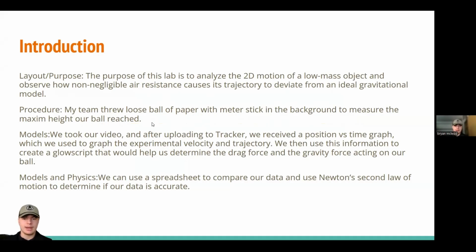Procedure: we threw a loose ball of paper with a meter stick in the background and measured the maximum height of the ball. The model: we took our video after uploading it to Tracker. We received position versus time graphs, which we used to graph the experimental velocity and trajectory. We then used this information to create a GlowScript that would help us determine the drag force and the gravity force acting on our ball.